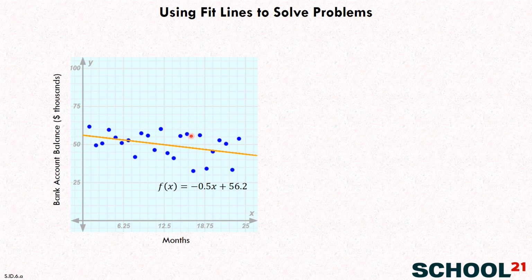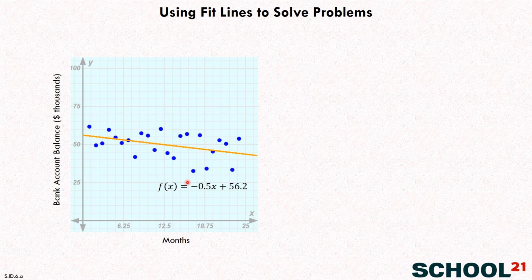There's a whole bunch of data points that we've gathered, and these data points are on a bank account's balance. This is in thousands of dollars, and this is which month it's at. So you can see this bank account's balance kind of jumps all over the place, but it seems like it's going down and to the right, right?